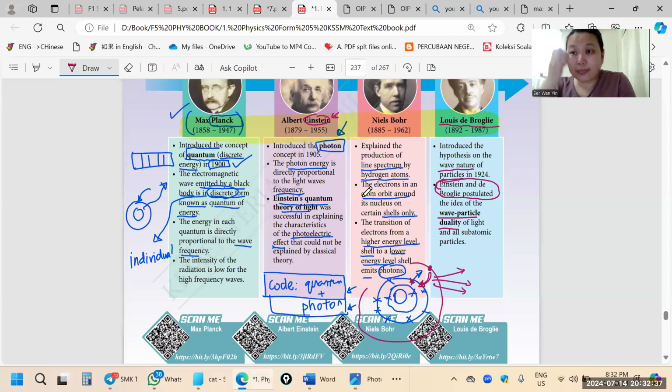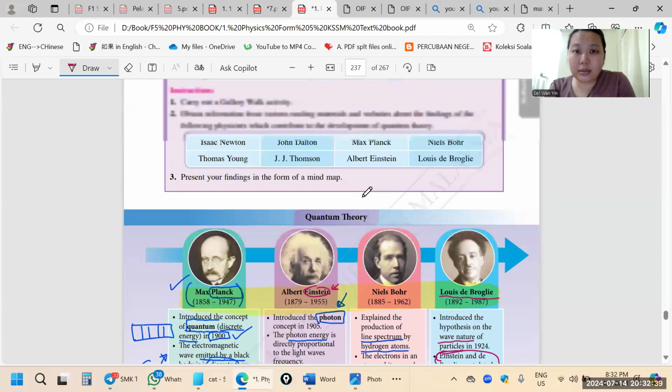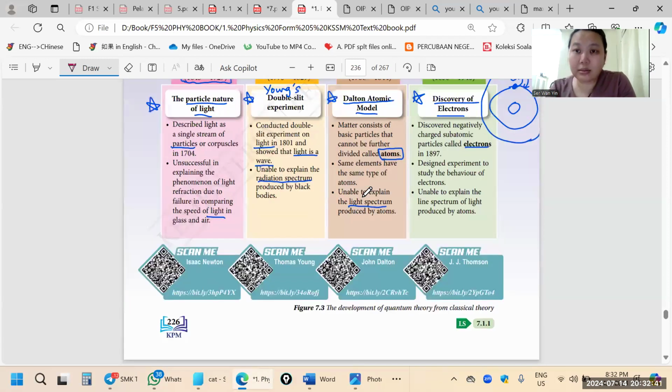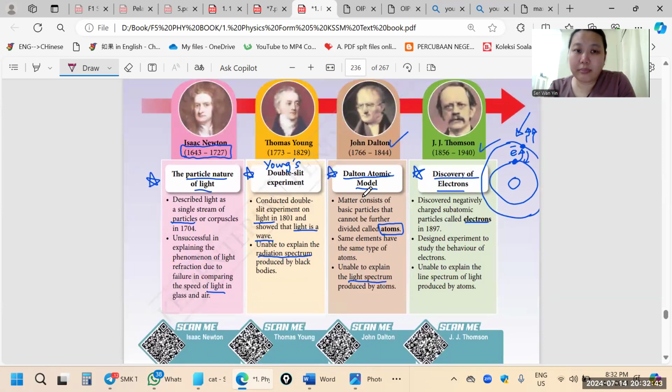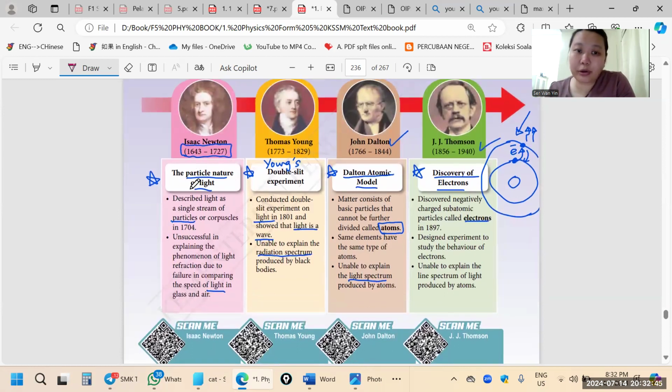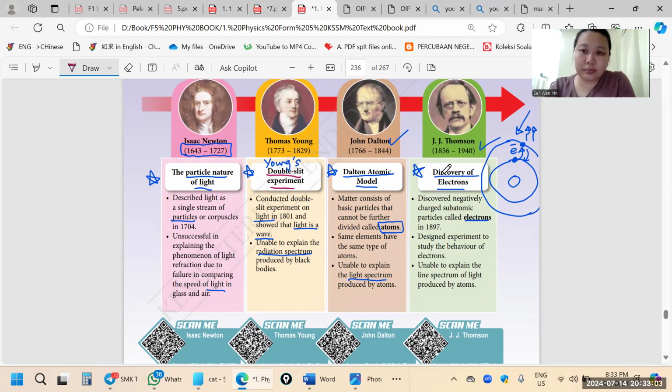Okay, now, this is your must remember lah. Isaac Newton talked about the particle nature of light. He said light is a particle. Thomas Young said light is a wave. John Dalton built up the atomic model. J.J. Thomson said there is an electron.